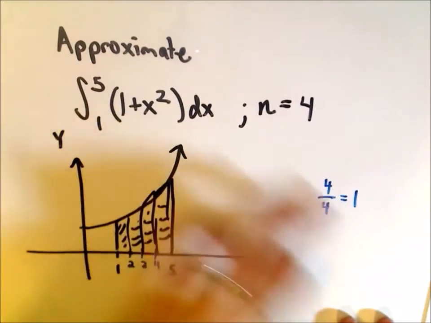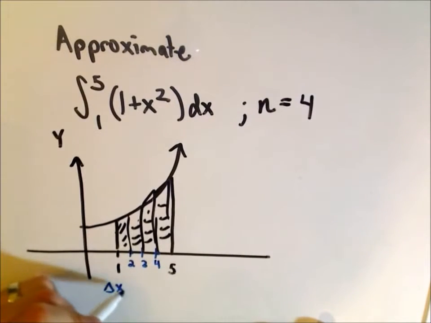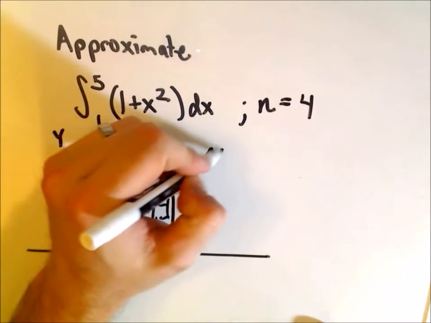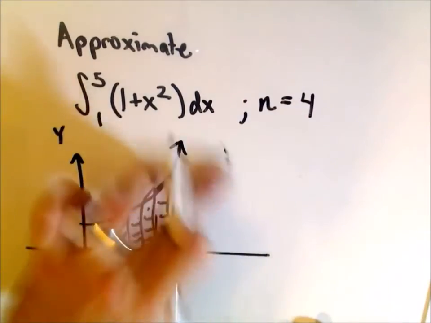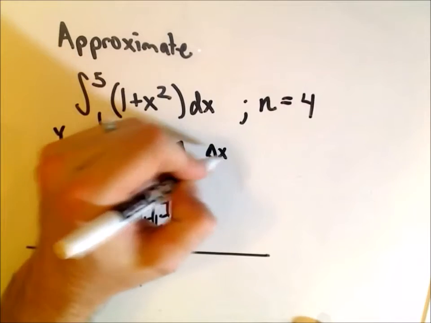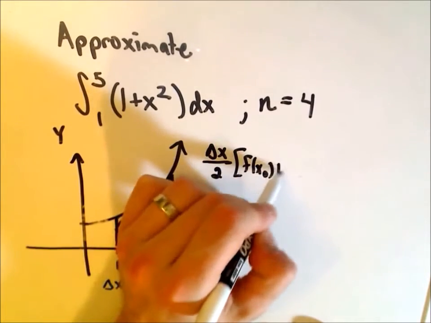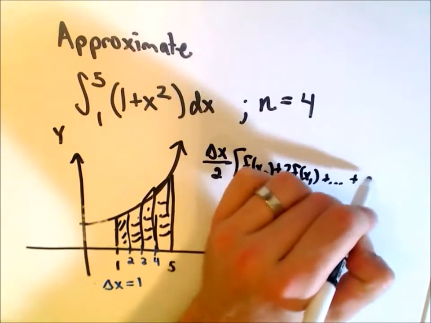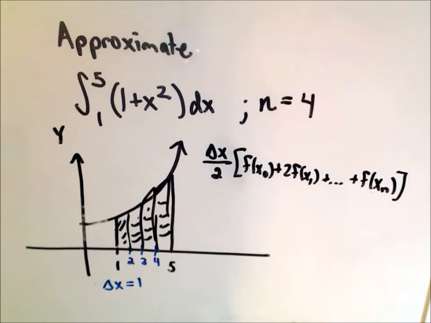According to this formula here, we know delta x is 1 in this case. Our formula says we take delta x over 2, and then we multiply that by f of x sub 0. We multiply the next ones by 2 until we get to the very last one, which only has a 1 attached to it as well.